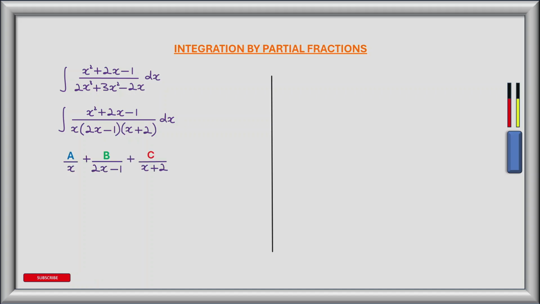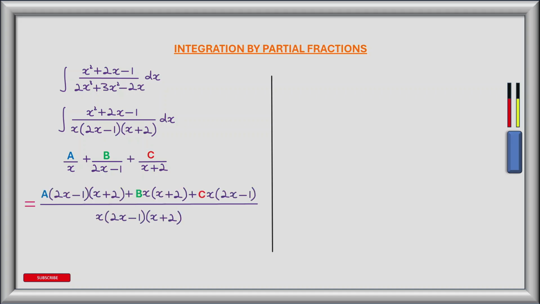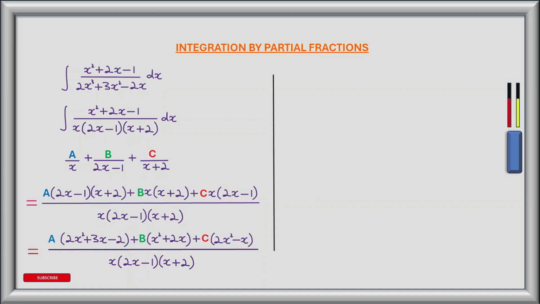Now let's look at the whole expression and get it into the form of a divided by x plus b divided by 2x minus 1 plus c divided by x plus 2. In order to do this, we need to work out what a, b, and c are. Treating this expression as 3 separate fractions that we want to add, we can now place them over a common denominator. If we now expand the numerator, we get the following expression.